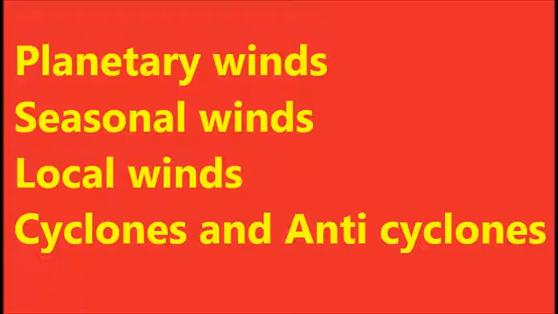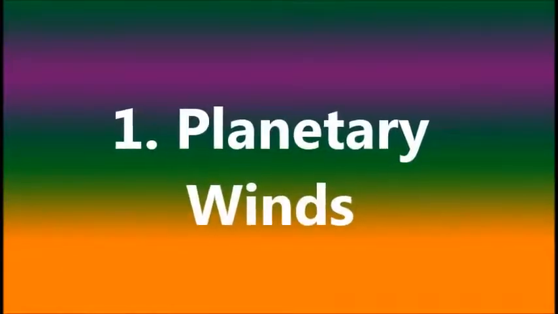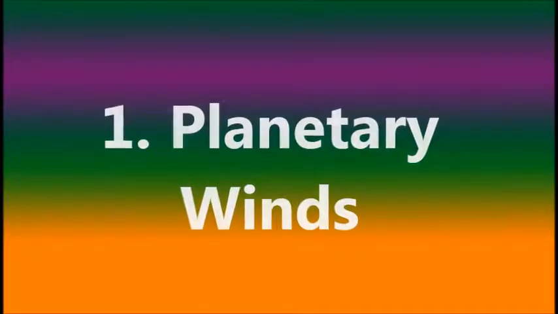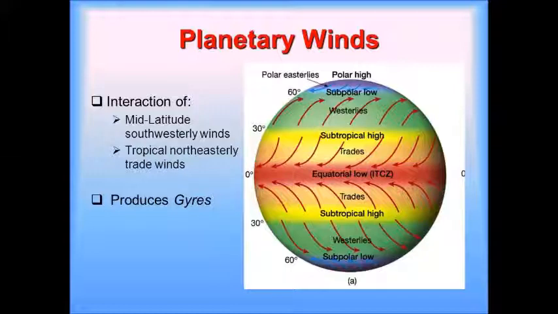At first, let us learn about planetary winds. Planetary winds are known by different names. They are permanent winds, prevailing winds, and regular winds. This wind blows more or less in the same direction throughout the year.